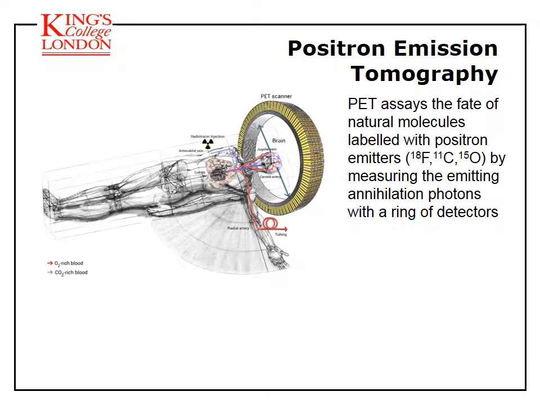PET uses as labels positron emitters, such as oxygen-15, carbon-11, and fluorine-18. Positron is highly energetic, so only tiny amounts of label are really necessary to generate emission signal that can be captured by a scanner. Positron emitters are natural molecules that can be directly incorporated into the substrate of interest.